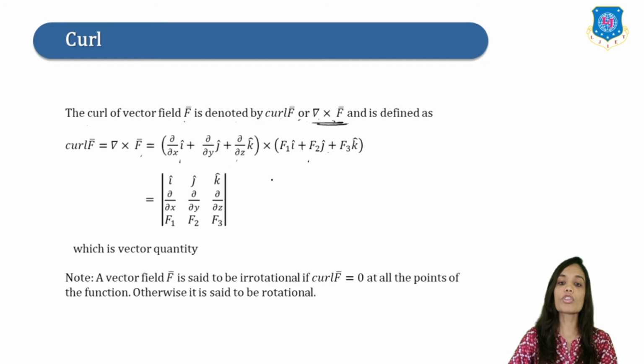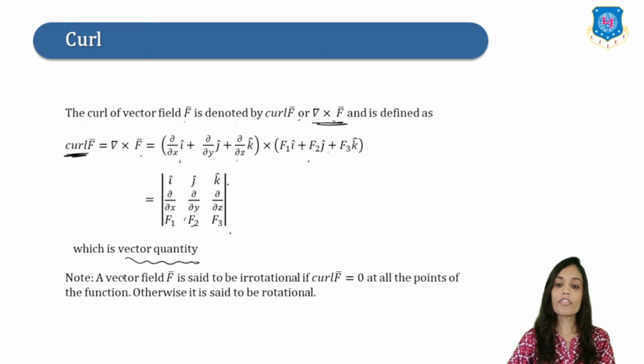Now whenever you want to do the cross product, you have to put i cap, j cap, k cap. Now put these quantities, that is del by del x, del by del y and del by del z. From here put f1, f2, f3. Now solve this determinant and obtain the answer. So the curl of a vector field will be a vector quantity.